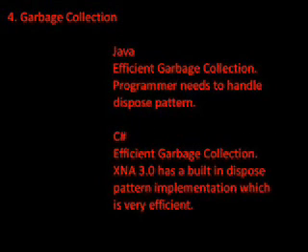When it comes to garbage collection, Java and C# both provide extensive support. In Java, you have efficient garbage collection within the programming language itself, where the programmer needs to handle the dispose patterns and other efficient coding to make sure that all objects are properly disposed. In C#, there is also an efficient garbage collection mechanism, and the XNA 3.0 framework has a built-in dispose pattern implementation, which every object inherits, to make sure that all your objects are correctly disposed and not used afterwards.